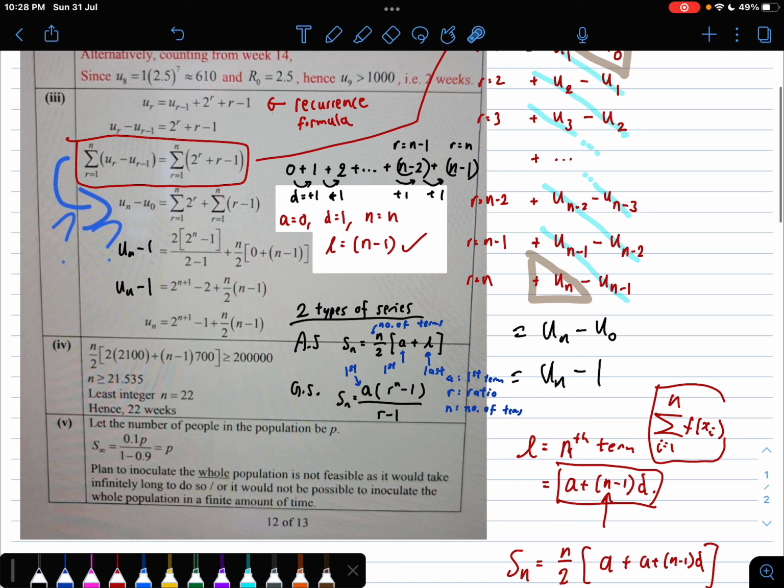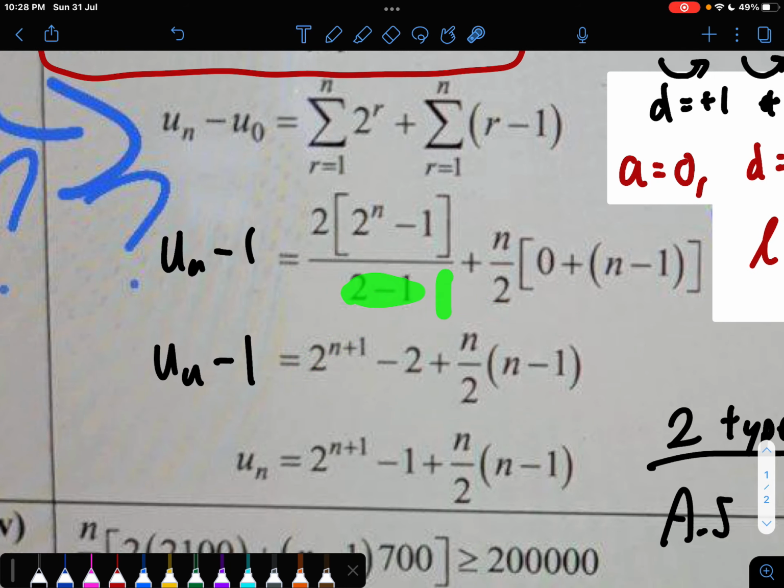Yeah. Then after that, you get these two expressions. You just simplify up to this step. 2 minus 1 here is just a 1. 2 divided by 1 is just a 2. So 2 you can multiply in. Oh, this 1 can just disappear. I can just ignore it, the denominator 1. So 2 multiplies into the bracket.